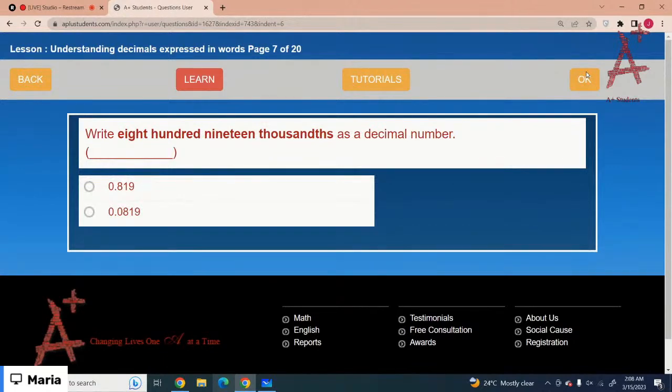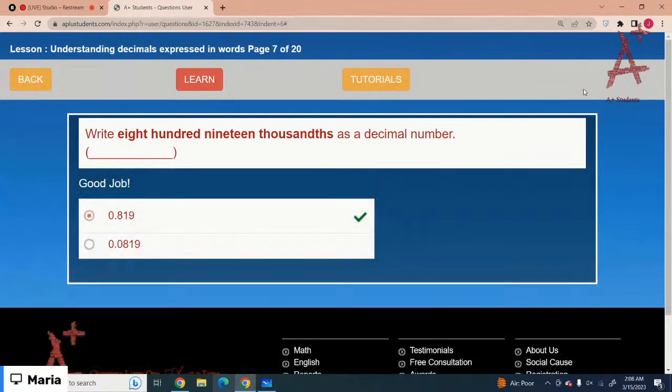Write 819 thousandths as a decimal number. So which is the correct option? 0.819. So it would be the second option. Oh, tenths, hundredths, thousandths. Oh, it would be option number one, 0.819. Got it? Not the second one. Option number one is the correct one.